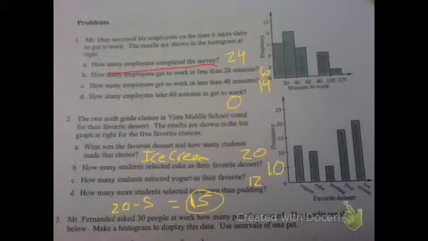How many employees were taken in the survey? Well, you have to count how tall each of these is, and then you add that up. And so that's 6 plus 8 plus 5 plus 4 plus 1. And that comes out to 24.